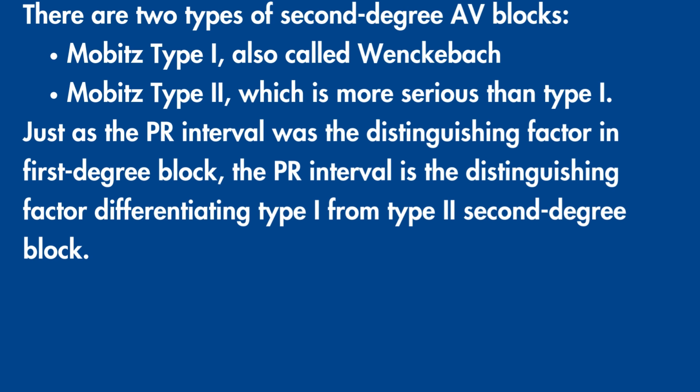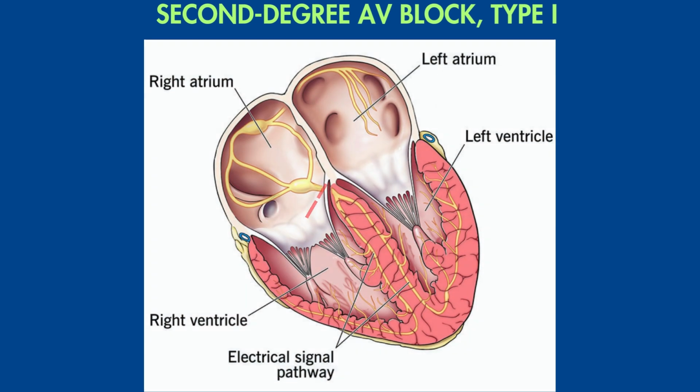Just as the PR interval was a distinguishing factor in first-degree block, the PR interval is a distinguishing factor differentiating type 1 from type 2 second-degree block. Now we will see second-degree AV block type 1. Second-degree AV block type 1 occurs when there is a repeating pattern in which all but one of a series of atrial impulses are conducted through the AV node into the ventricles.